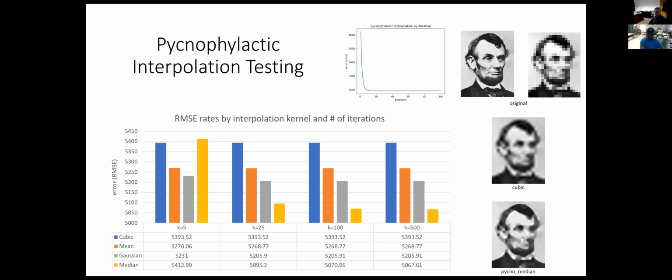Now, the last thing that I want to point out is that the median interpolator looks weird. Here we're looking at Abe Lincoln at the bottom. This is the result of one of those pycnophylactic interpolations. And it's really different, right? There are bigger discontinuities.